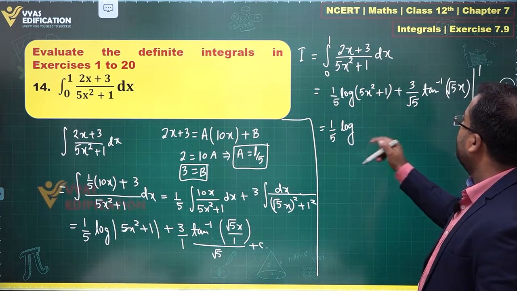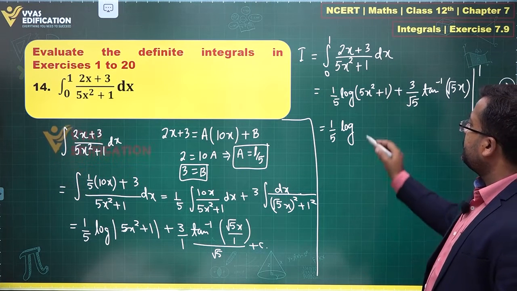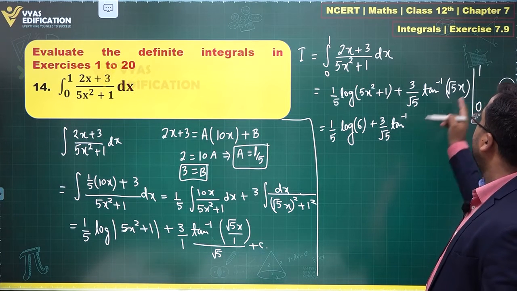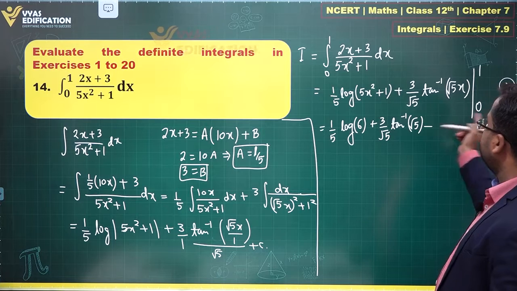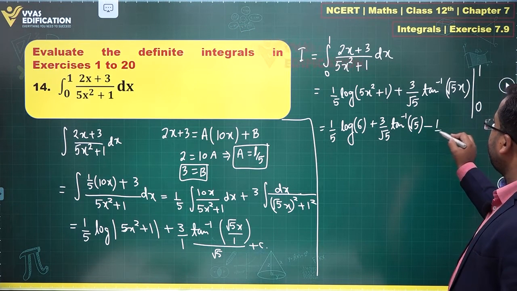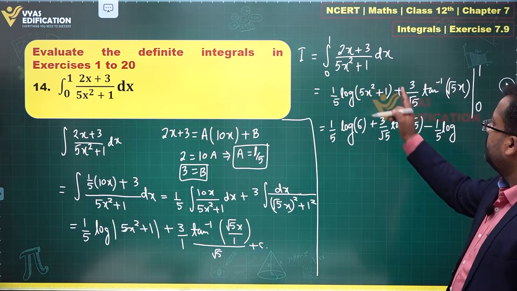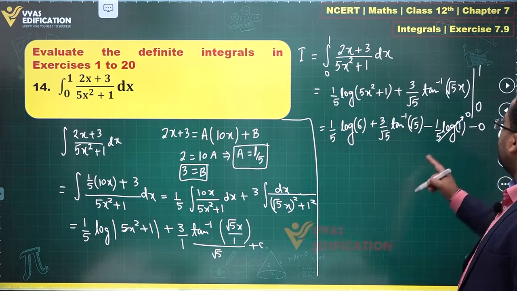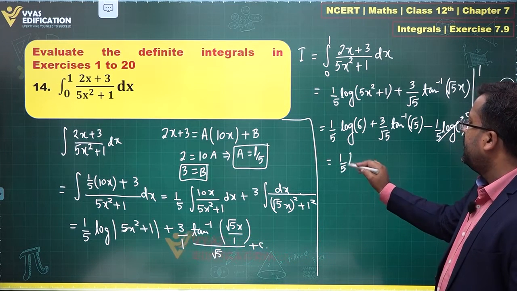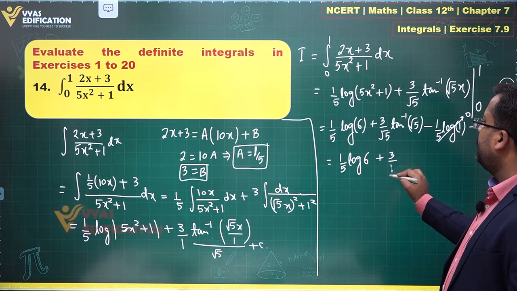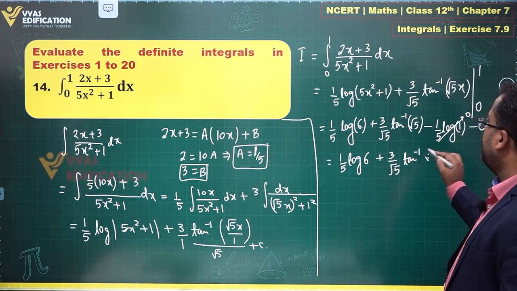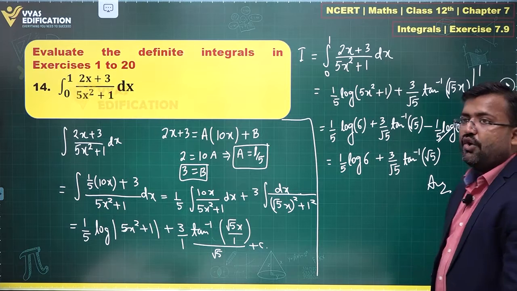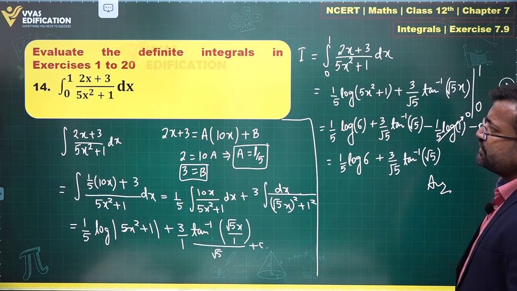This is 1 by 5 log 1, this becomes log 5 plus 1, which is log 6, plus 3 by root 5 tan inverse root 5, minus, substituting 0, 1 by 5 log of 1. Log 1 is 0, and tan 0 is 0 again, so these two terms become 0. What do we get? 1 by 5 log 6 plus 3 by root 5 tan inverse root 5. That is my final answer for this 14th question. Is that all? Yes, that's all in this 14th question.